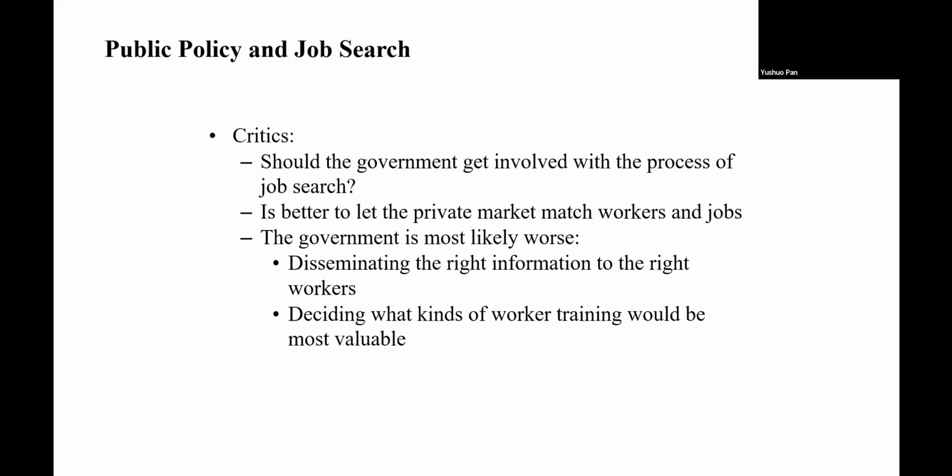That's what we usually do. And also, much of workers' education is done privately, either through schools or on-the-job training. Usually governments do not do too much in this part. So that's the debate, whether government should do something here.